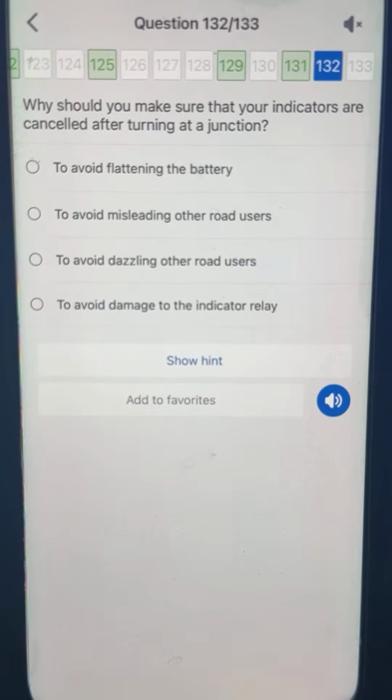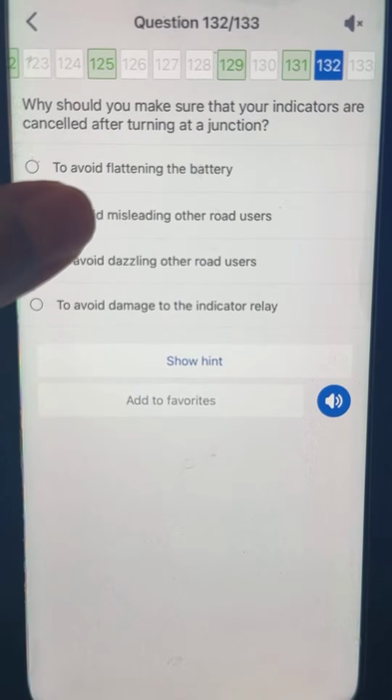Can you answer for me, please? Yes, Leah, I think I missed your question. Fatuma, it doesn't mean because of a bright light you cannot see. Maybe because of the sunlight, you're dazzled, you cannot see. Okay, so to avoid misleading other road users is the correct option.